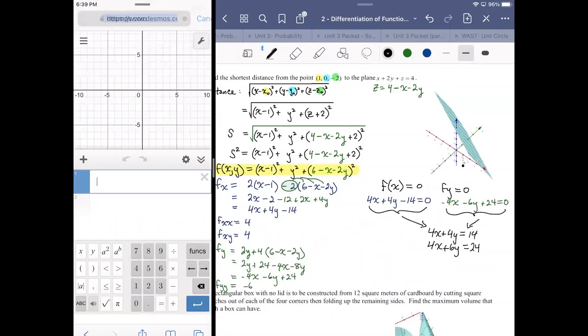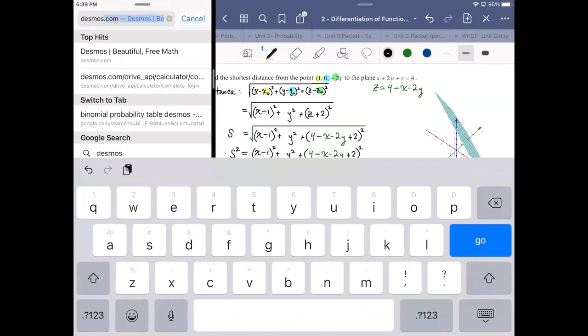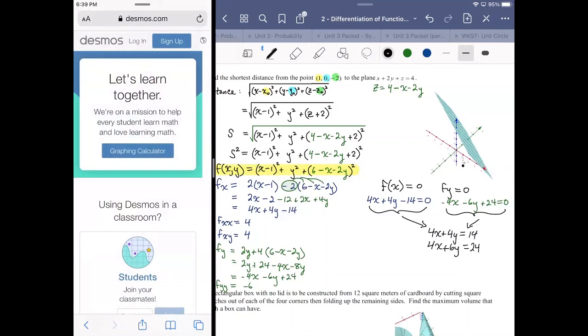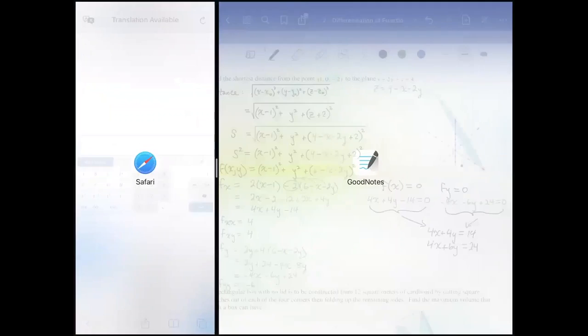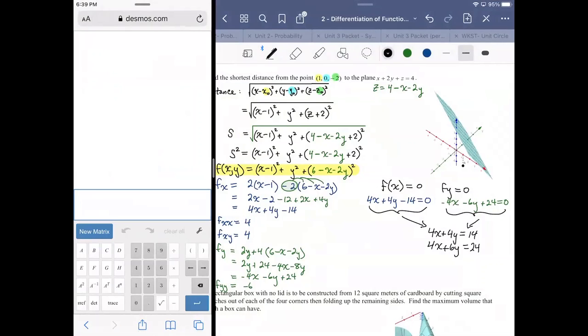which I don't have up. And this would be a 2 by 3: 4, 4, 14, 4, 6, 24. Reduce row echelon form. Put it in fraction form if you want. And so we get x is equal to negative 3/2 and y is equal to 5.